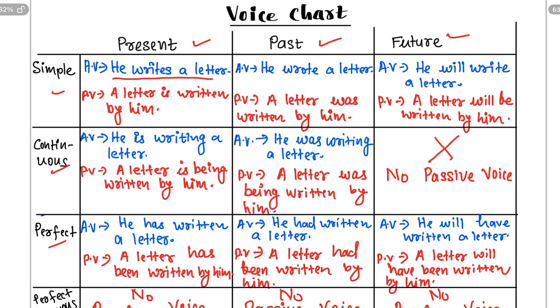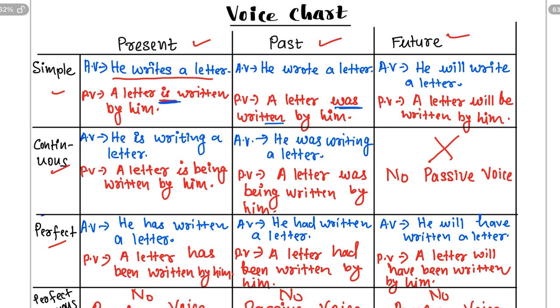Similarly, simple past tense, he wrote a letter. Here, the second form of the verb is used. So, a letter was written. So in present tense, in passive, it was is written, whereas in simple past, it was written. So you are seeing the third form of the verb everywhere. Similarly, he will write a letter becomes a letter will be written by him.